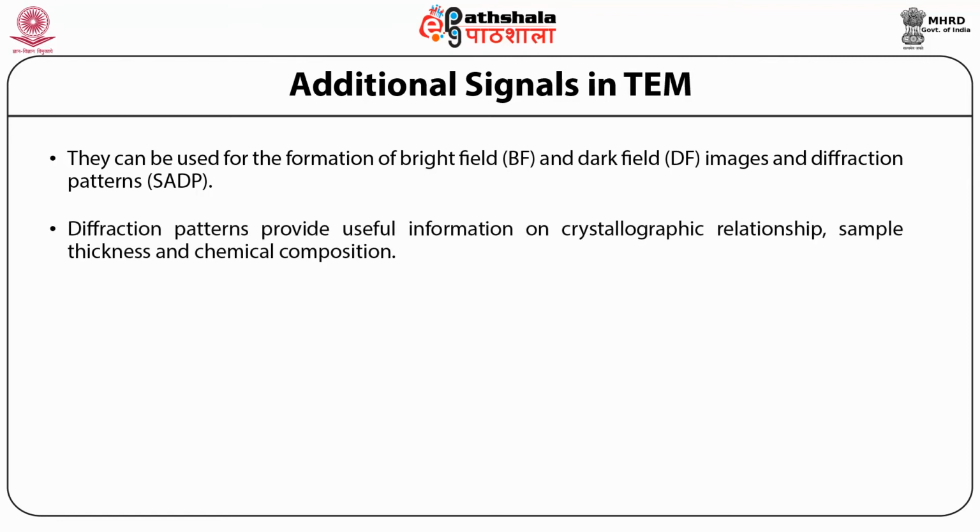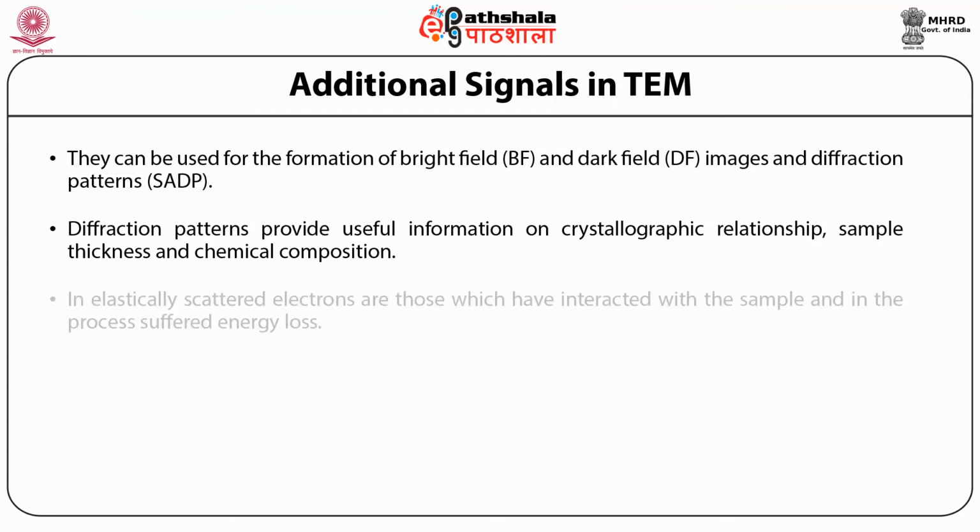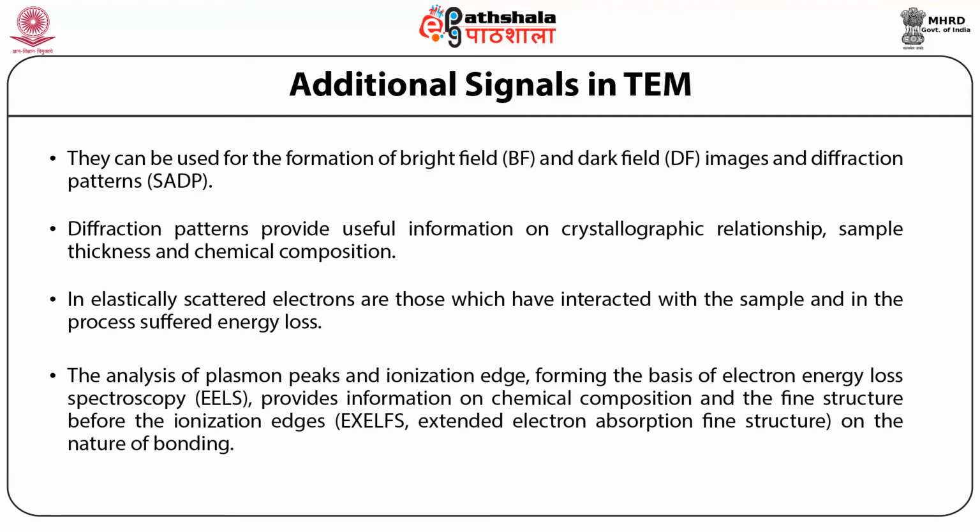Diffraction patterns provide useful information on crystallographic relationship, sample thickness, and chemical composition. Inelastically scattered electrons are those which have interacted with the sample and in the process suffered energy loss. The analysis of plasmon peaks and ionization edges, forming the basis of electron energy loss spectroscopy, provides information on chemical composition, and fine structure before the ionization edges gives information on the nature of bonding.